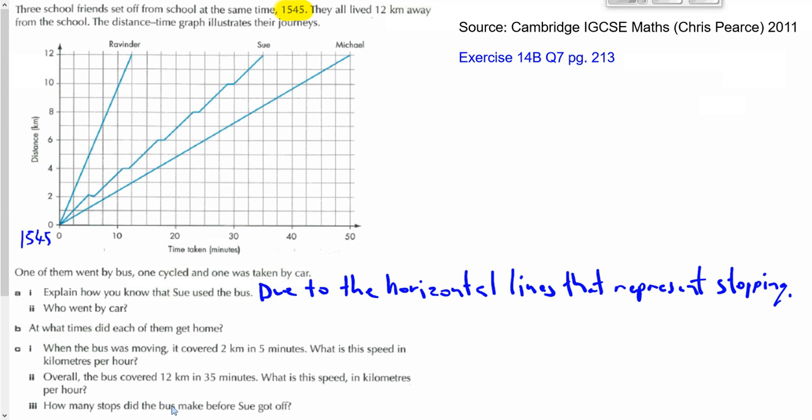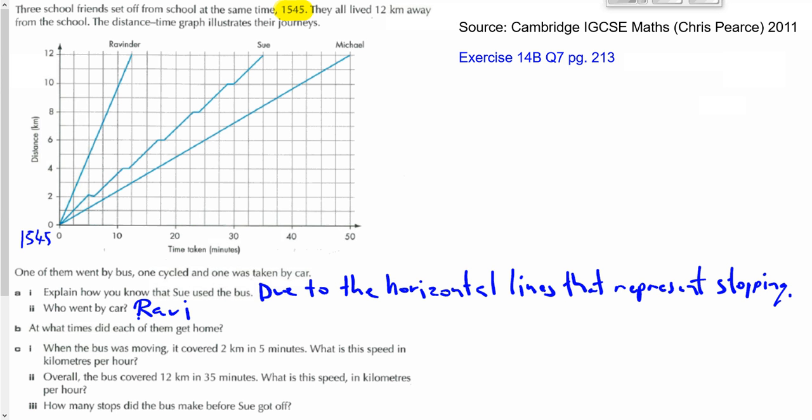Now, unless there was something wrong with the car, we would assume that the car would be much quicker than the push bike. So we would say that it was actually Ravinder who only took 12 and a half minutes, as opposed to Michael who took 50 minutes. So we'll say that it was Ravi.